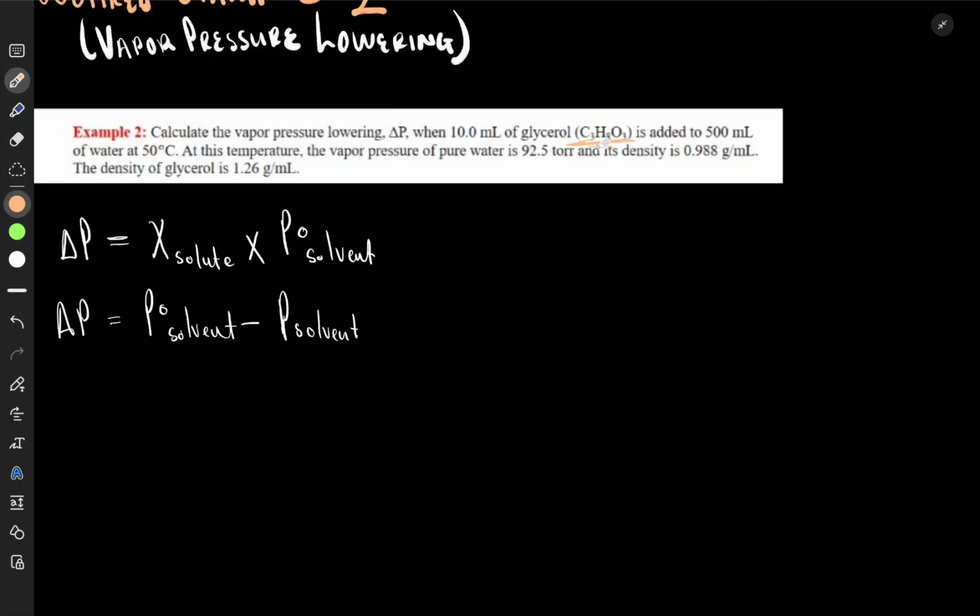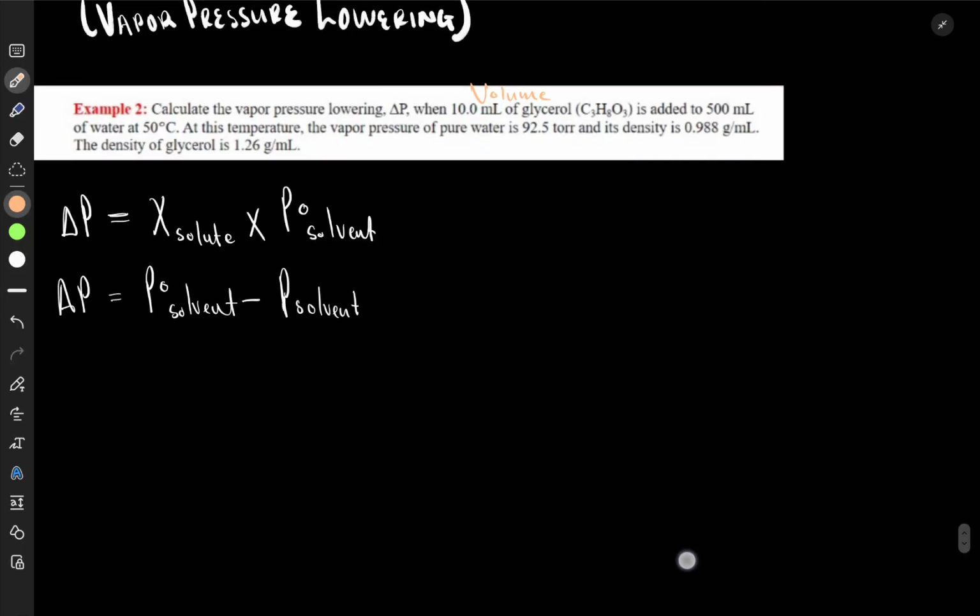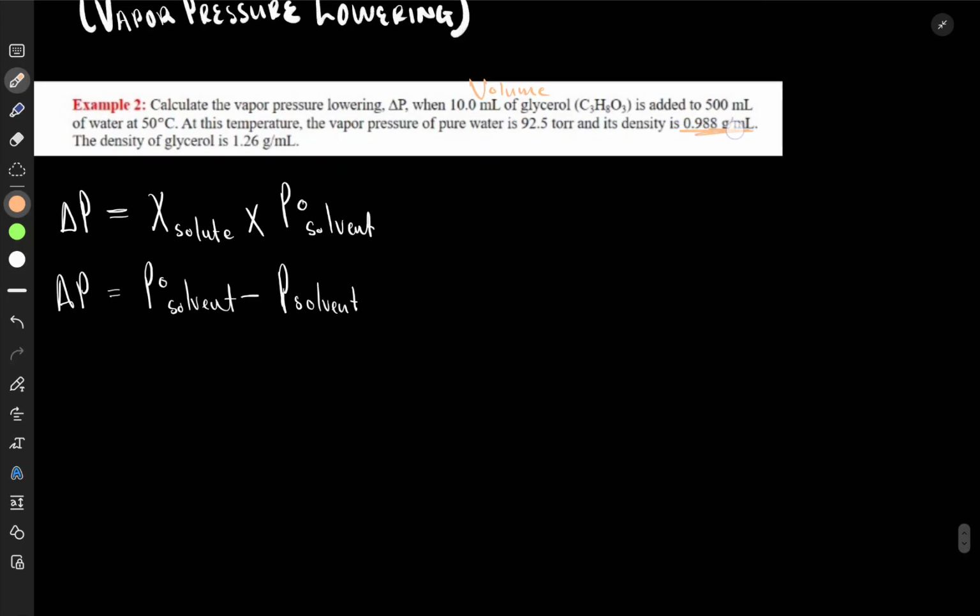So what do we have here? We have glycerol. And what did they give us? They gave us milliliters. Remember, this is a small m, which is milli. This is liters. So milliliters, this is volume. They've given us volume of glycerol is added to, here they've given us volume of water again. The vapor pressure is blah. The density now, here they've given us the density, and its density, that's pure water, is this, and the density of glycerol is this. So either way, I have density, I have volume.